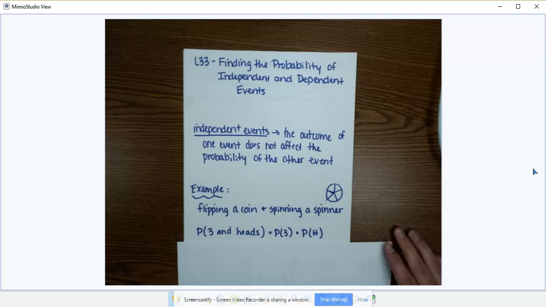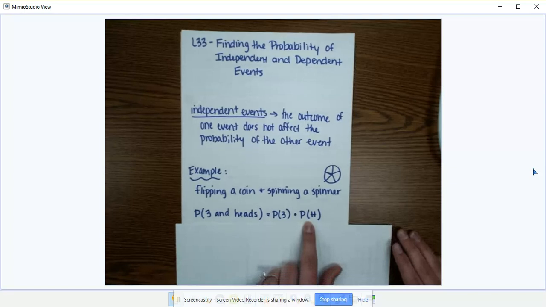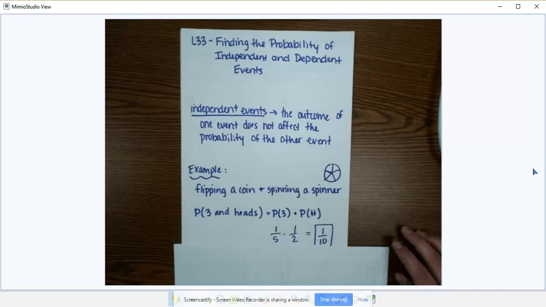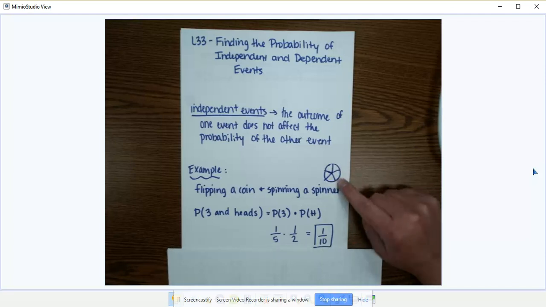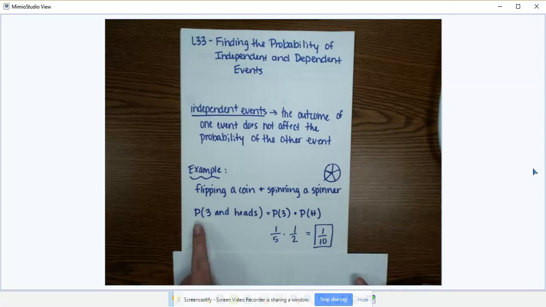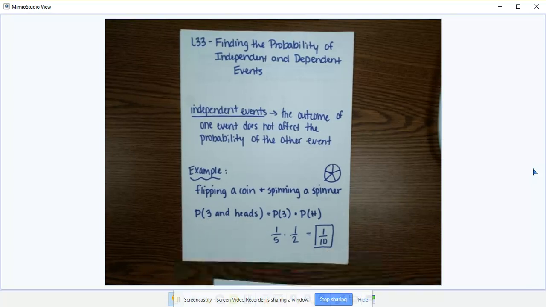So for example, if we looked at finding the probability of spinning a 3 and flipping a heads, we would just take the probability of spinning that 3 times the probability of flipping that head. They don't affect each other, so we multiply them. The probability of spinning a 3, if we imagine that those 5 spots were numbered, would be 1/5. The probability of a heads is a half. Multiplying those together, our probability of spinning a 3 and flipping a heads would be 1/10.